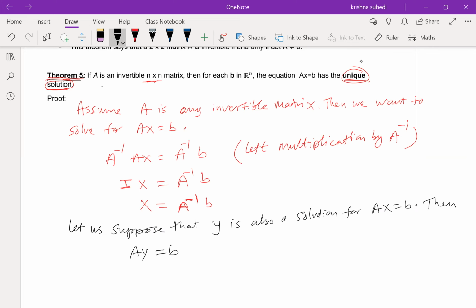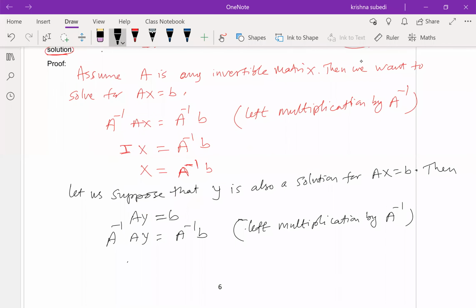Now we multiply as we did before, A inverse Ay equals A inverse b. So what we did here is a left multiplication by A inverse. We can do that. So this part will be Iy equals A inverse b, and that gives me y equals A inverse b, because when I multiply by I, it remains the same.